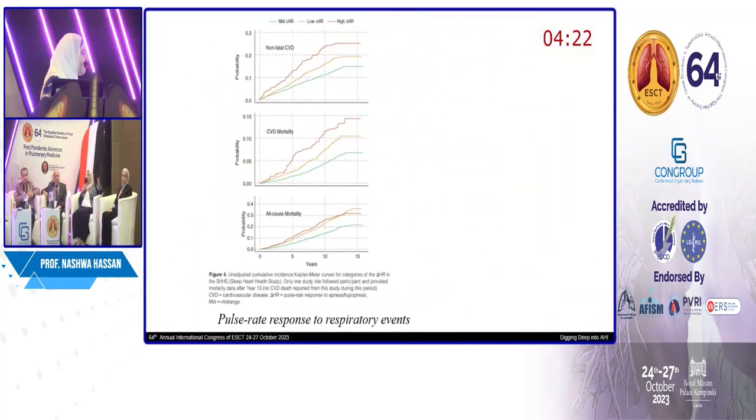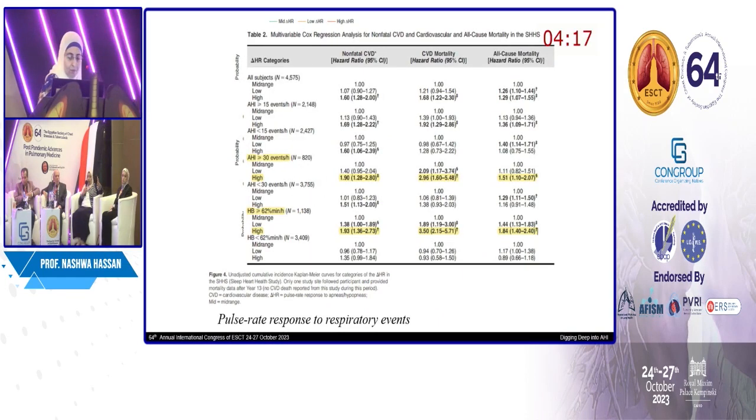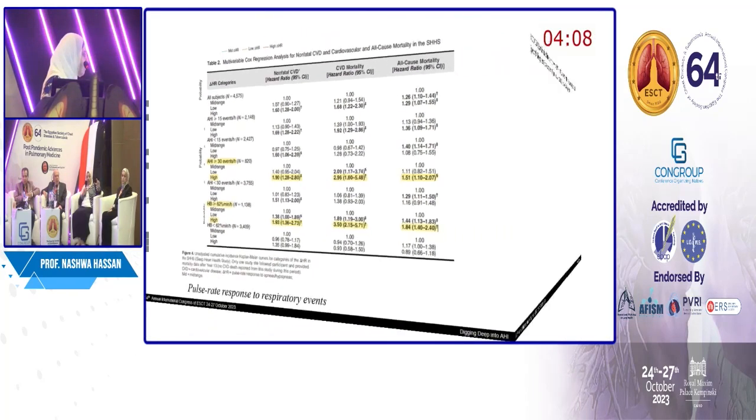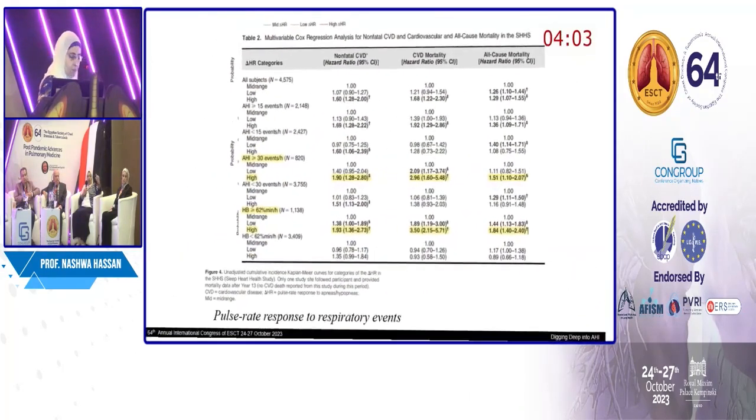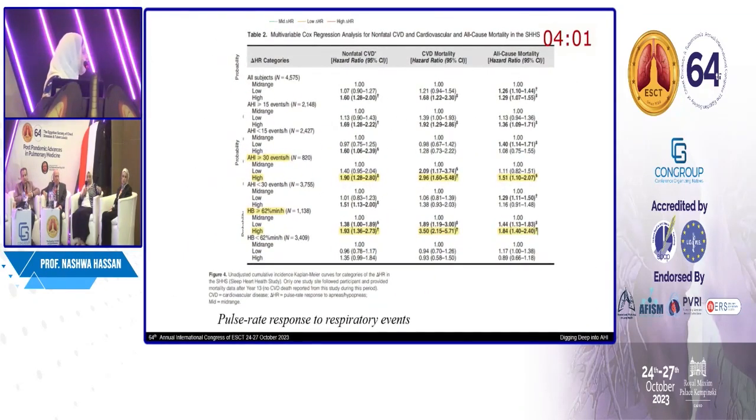There is more correlation with cardiovascular mortality, morbidity, and all-cause mortality with the pulse rate response than with apnea and hypoxic burden. If you look at the part marked in yellow, the same patient, no please, the same slide please. Patients with the same apnea-hypopnea index and the same hypoxic burden, but those who show a high pulse rate response have high cardiovascular mortality and high all-cause mortality. So this is very important in the outcome of the patient.